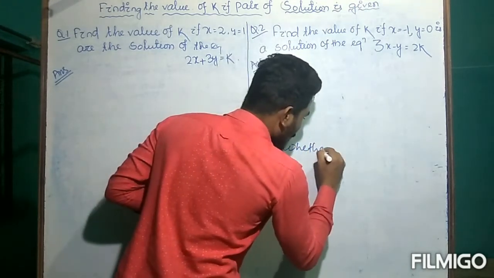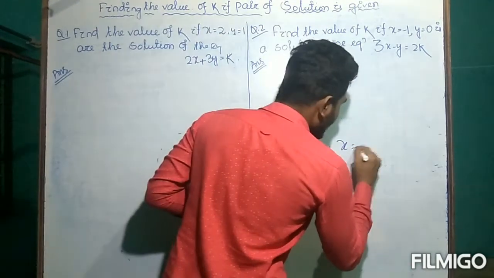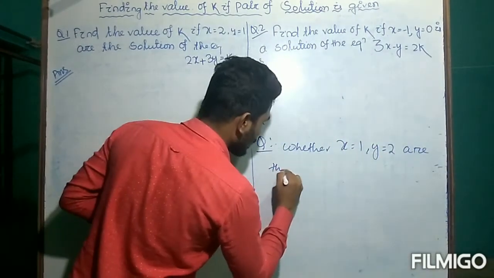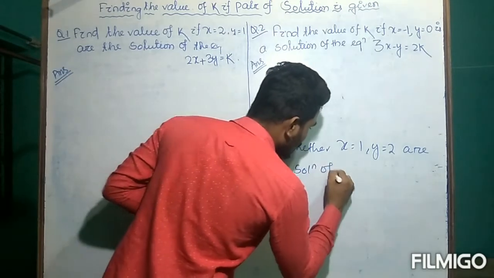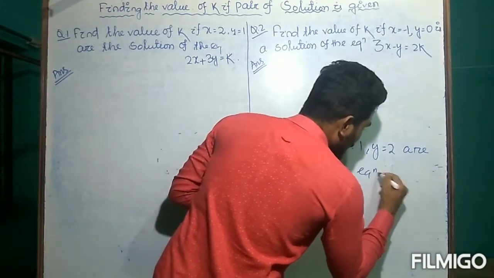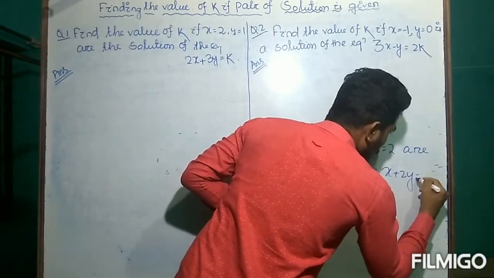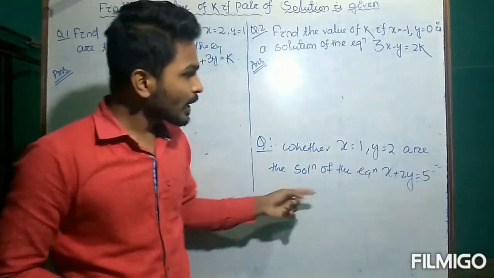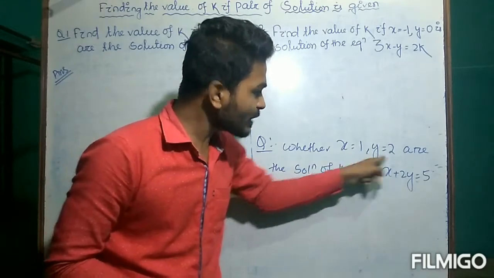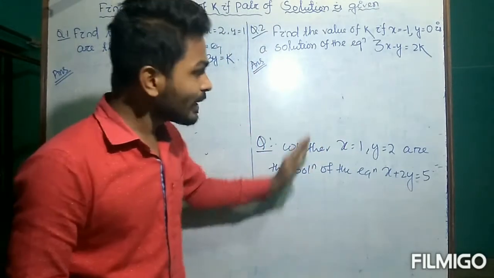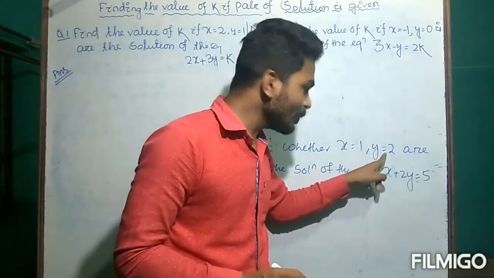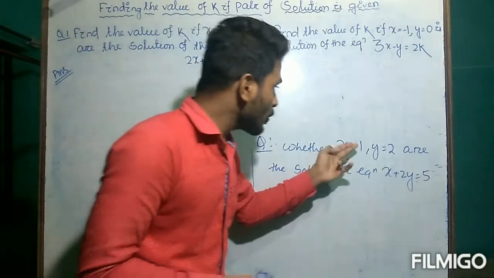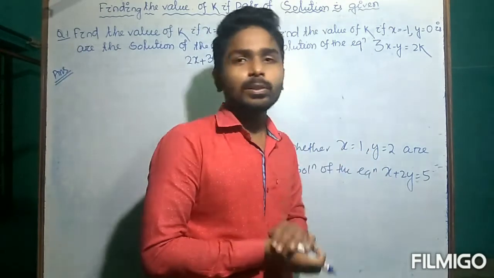For example, in lecture 4, whether x is equal to 1, y is equal to 2 are the solution of the equation x plus 2y is equal to 5. In this type of question we already have the values of x and y, but we don't know whether these two values are the real solution of this linear equation or not. We don't know whether they satisfy the equation.